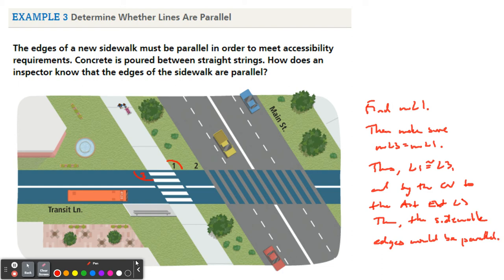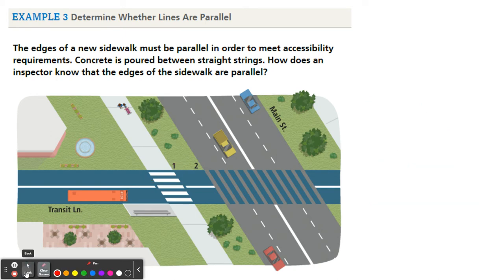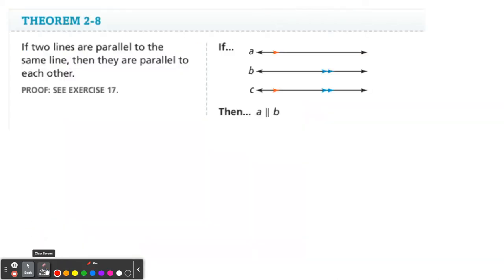And there you go. This is not the only way. You could have used other angles, but this is the way that we chose to do here. Alternate exterior angles. All right. Next, let's clear those. There we go. We have another theorem here.